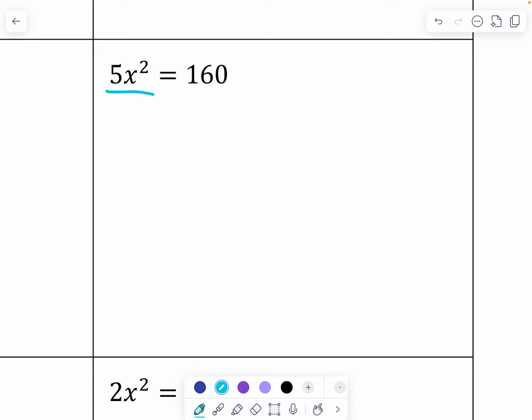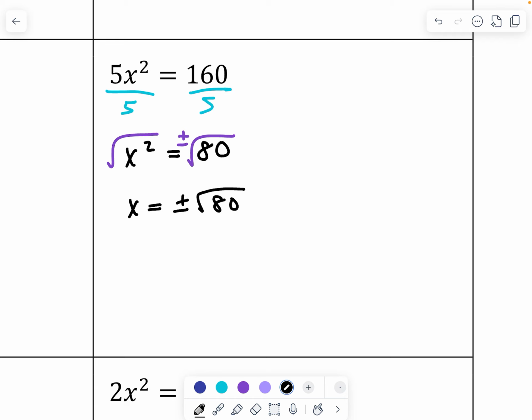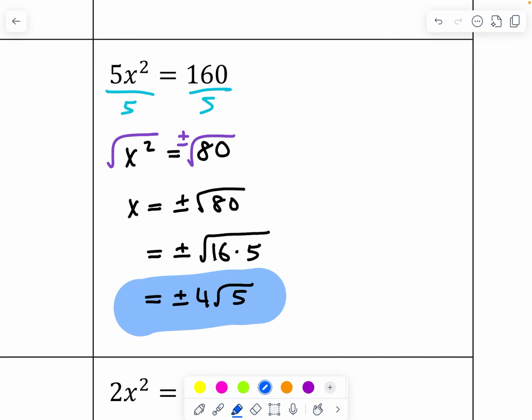First step, divide by 5. We have x squared equals 80. Square root, plus or minus. X equals plus or minus root 80. All right, which perfect square number goes into 80? And that's going to be 16. 16 times 5 is 80. Root 16 is 4. The 5 stays. Plus or minus 4 root 5 is the answer.